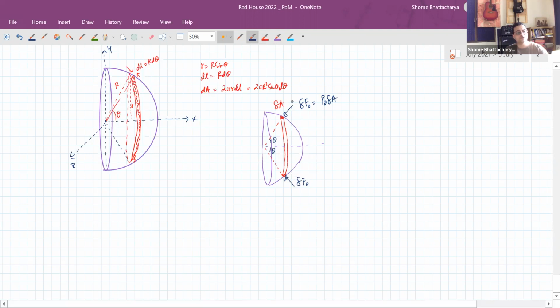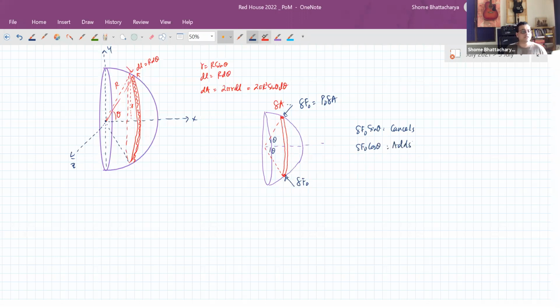Okay, so you can see that for these forces, the delta F naught's sine component cancels, right? Because that's the vertical component, and the cos component adds. So here for the ring, there will be a net force that acts in this sort of direction.